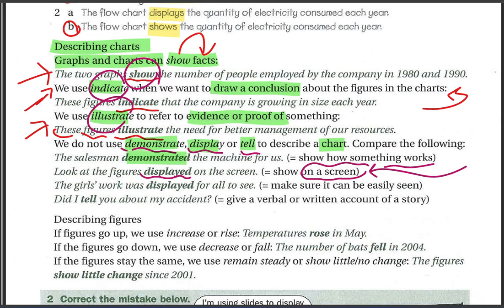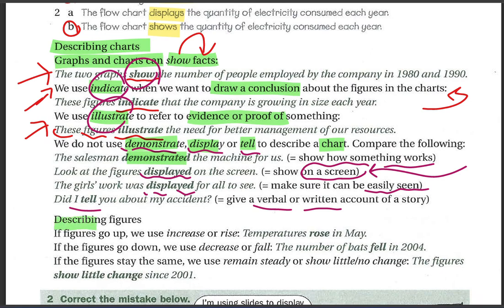The next one, the girl's work was displayed for all to see. Make sure it can be easily seen. So when you display something, you make it in a way that is easily seen by others. Did I tell you about my accident? Give a verbal or written account of a story. So demonstrate, display, and tell are not used when we are talking about graphs and charts.